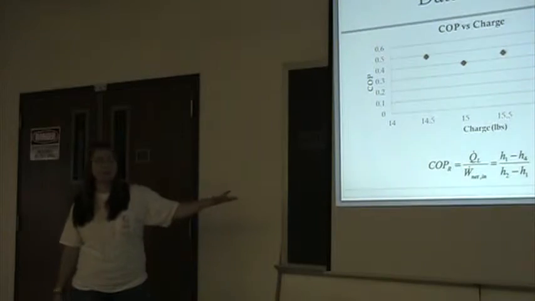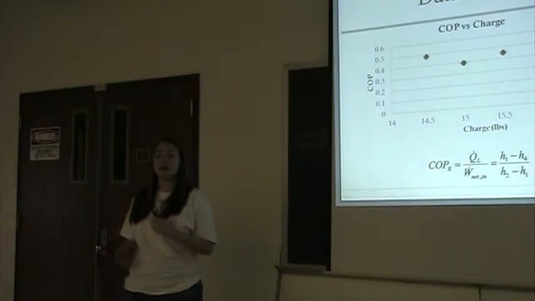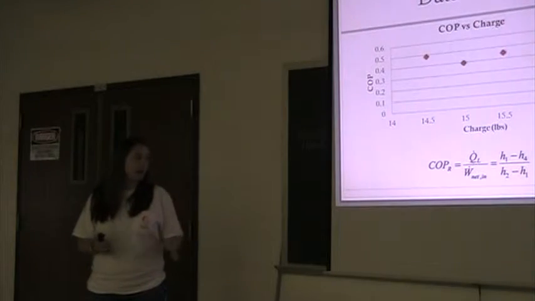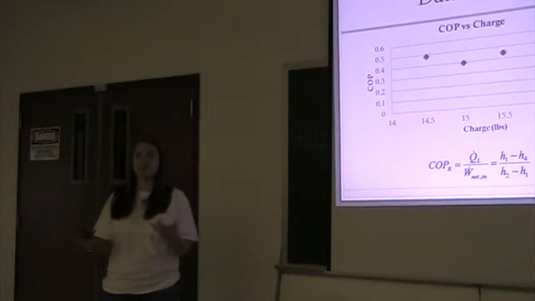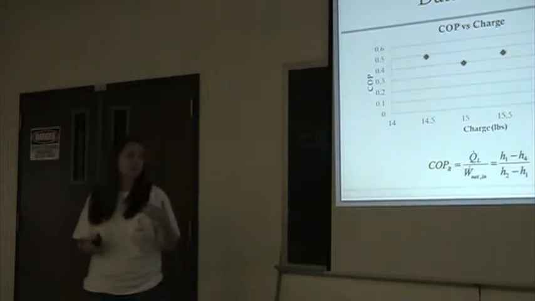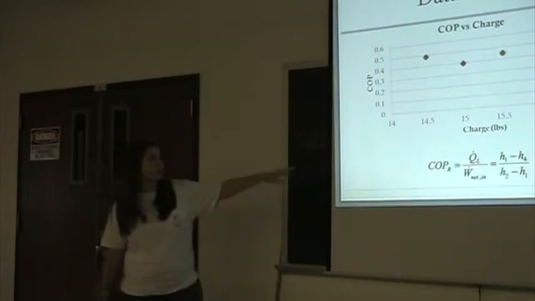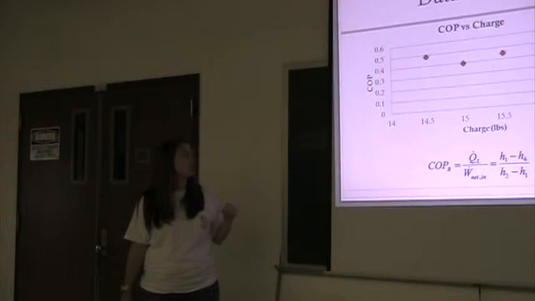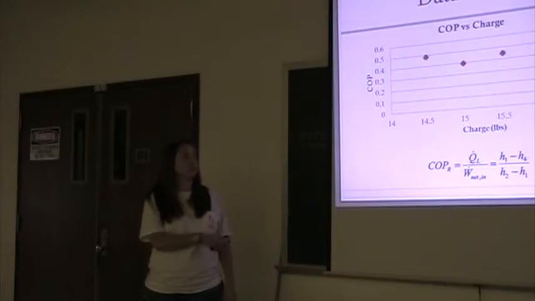Then from those enthalpy calculations, I was able to find the COP for each run. Basically, the COP is the coefficient of performance. It's the ratio of the benefit of the heating or cooling to what is expended, so the work of the compressor. So I found it for each charge, and it only varied around a tenth of a percent.